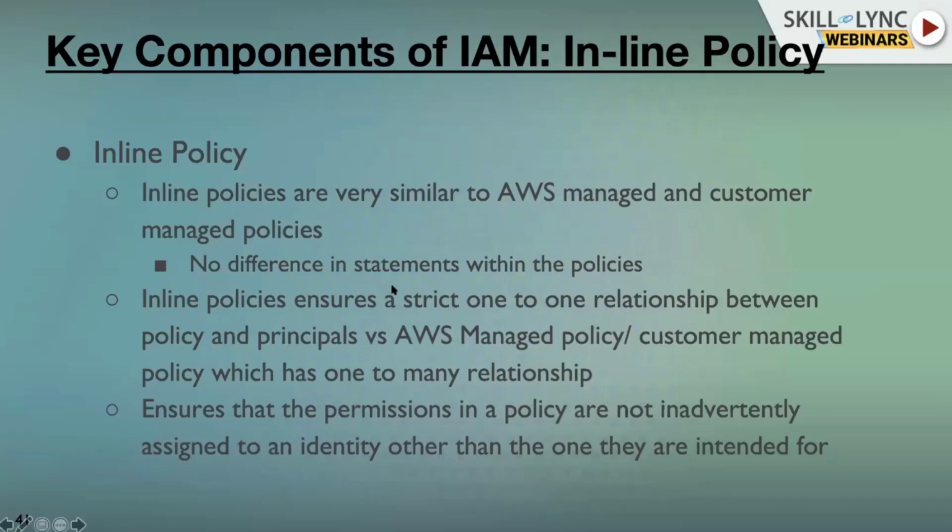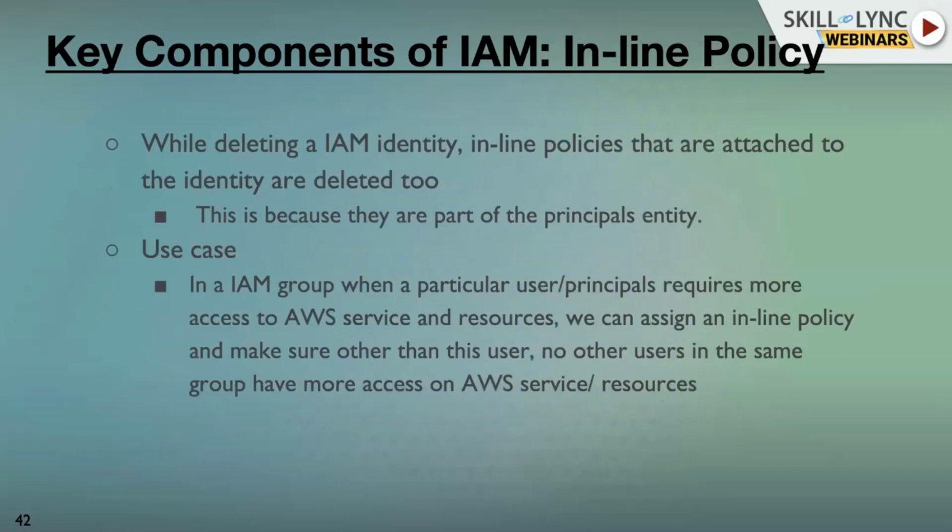Or a particular role. So you write a policy in a similar fashion, a JSON document with a set of instructions, and you attach it. It's a one-on-one relation, and that is the biggest difference here. And the other key difference here is, once you delete a particular IAM identity, IAM.